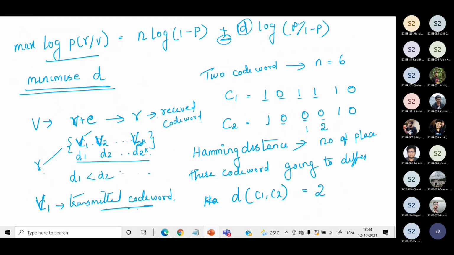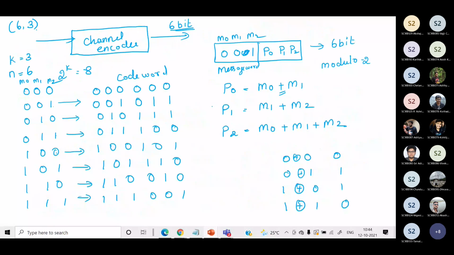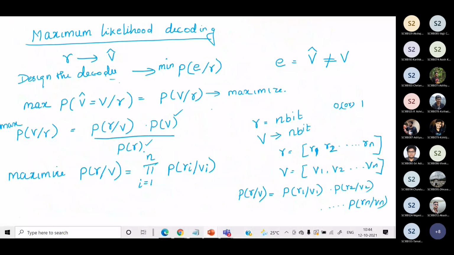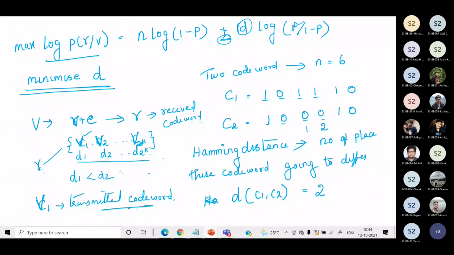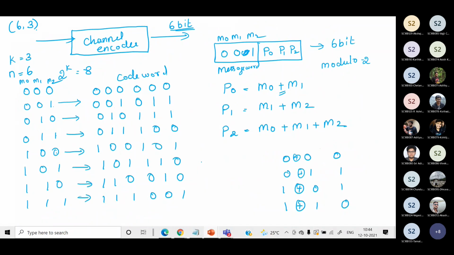So this is the one I was telling you about, the V1, V2 and so on. These are the code words that can be generated from this message combination. You can call them V1, V2, V3, V4, V5, V6, V7, V8. These are the code words.